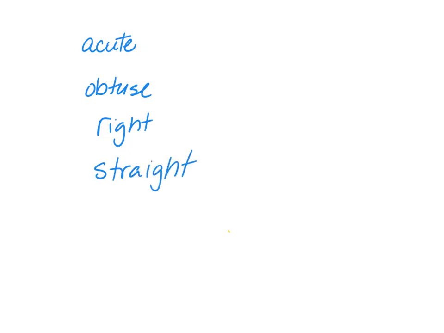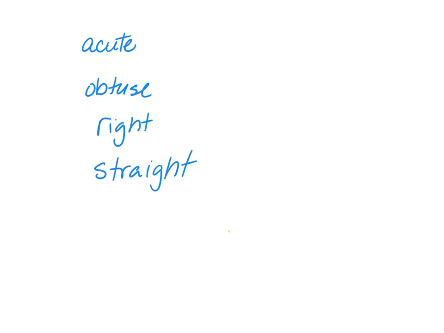So in the first one, the first four, there are going to be four choices. You can either say acute, obtuse, right, or straight. And it's just based on looking at it. We're not going to measure it with a protractor or anything, okay?